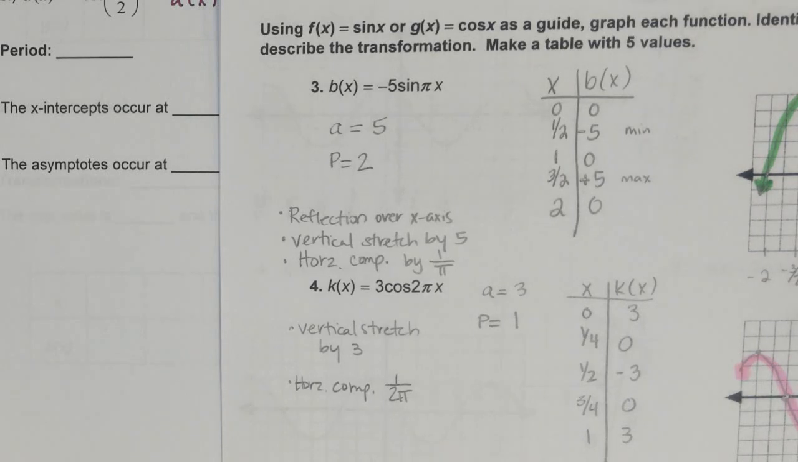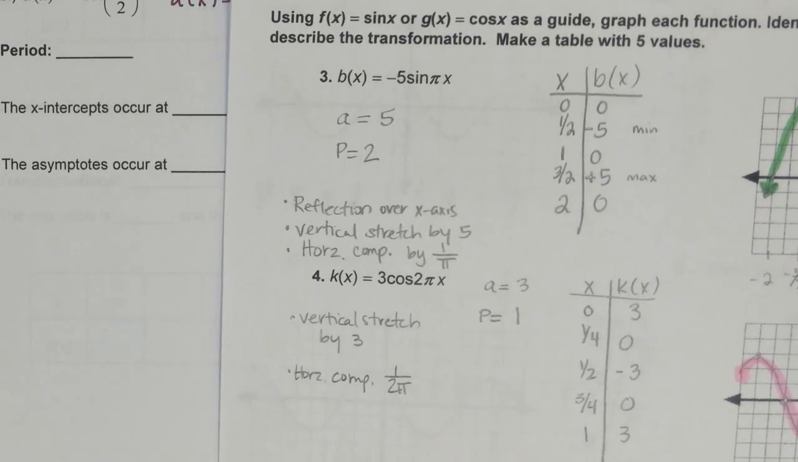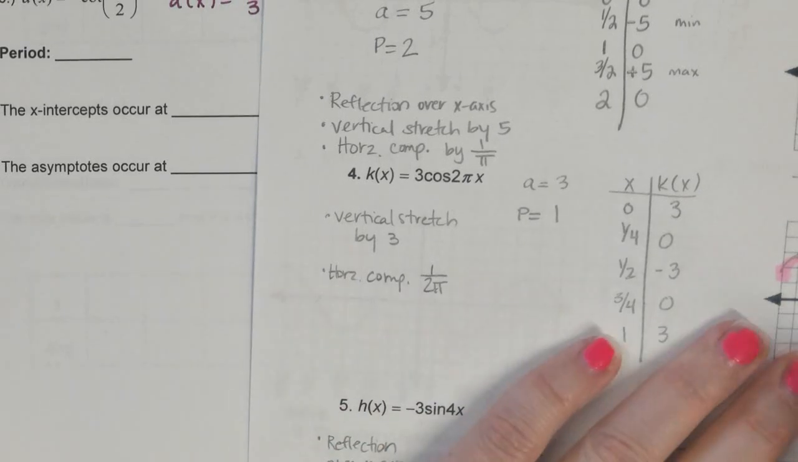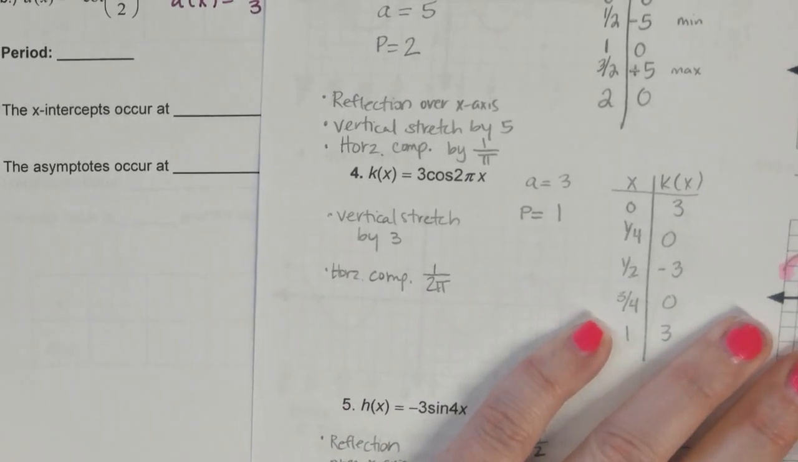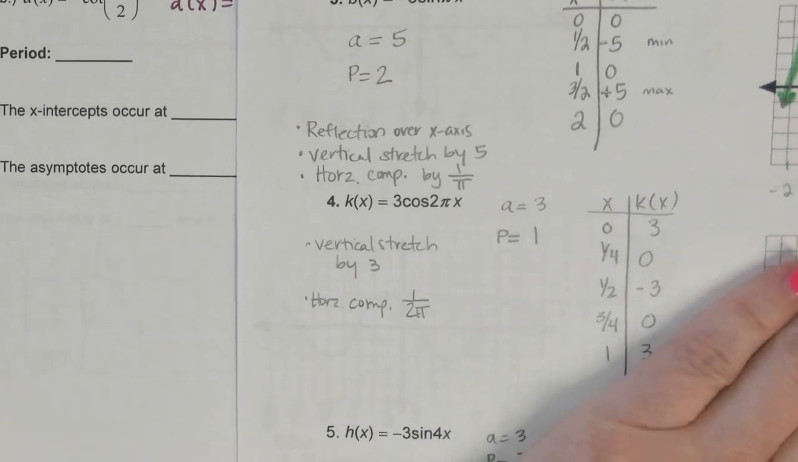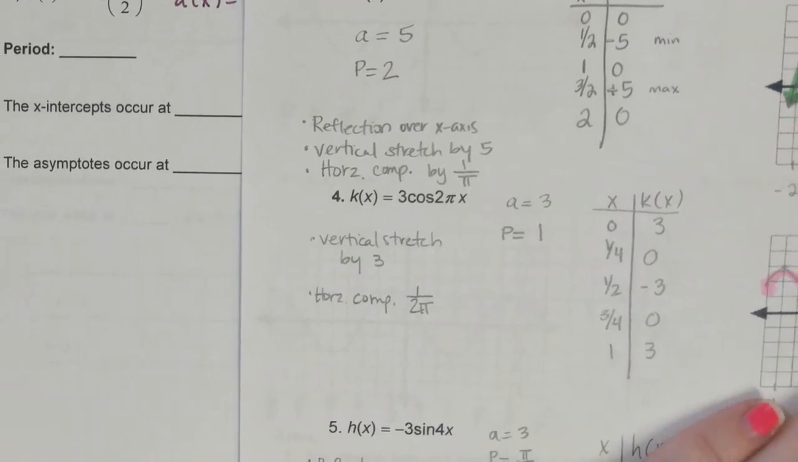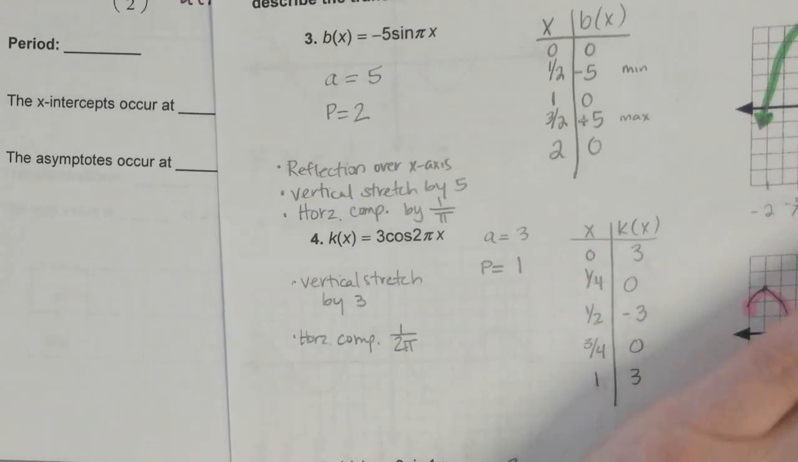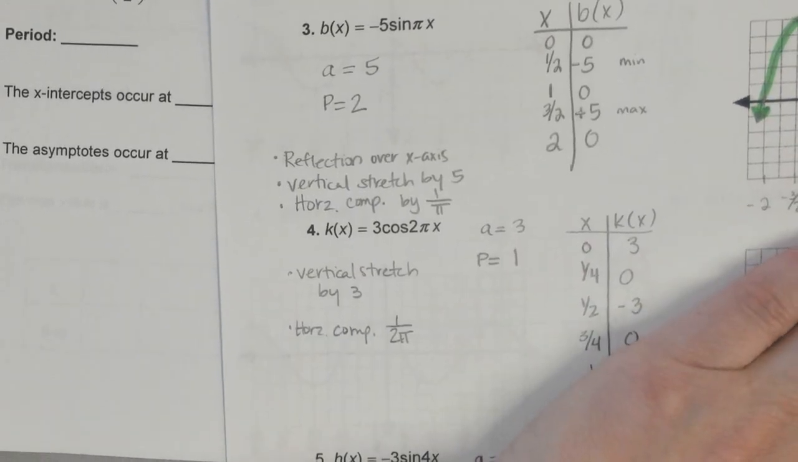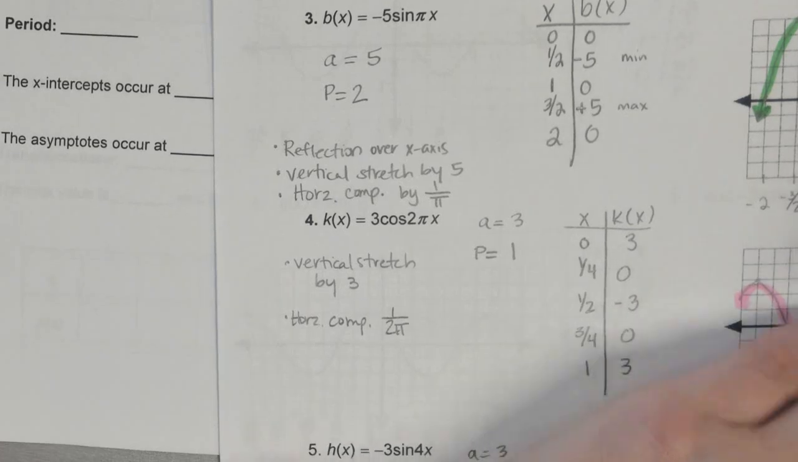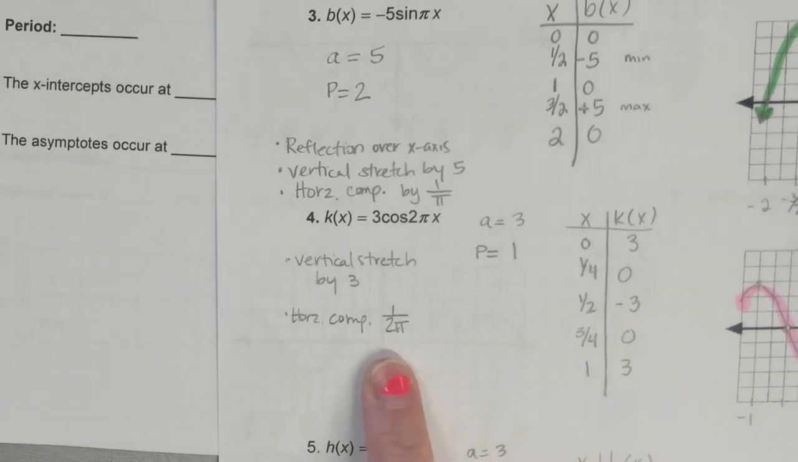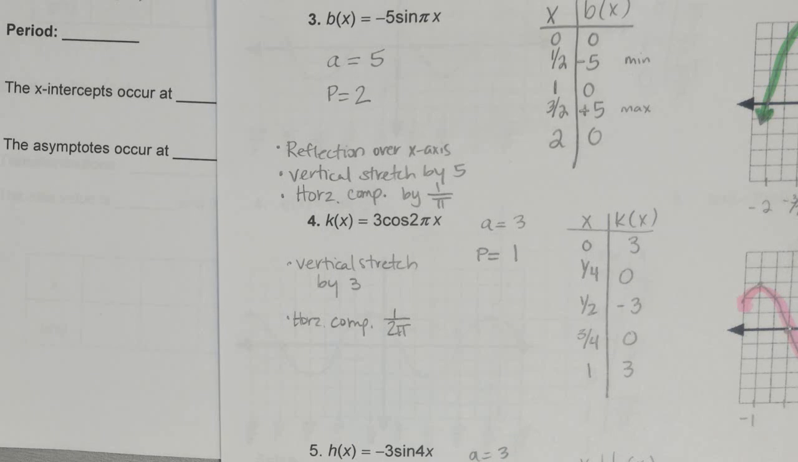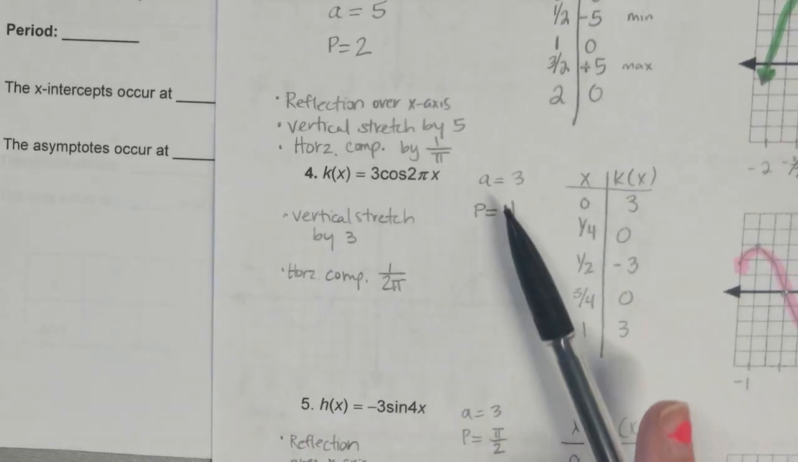Alright, and then for B, let's look at that one. Okay, so for B, you have a vertical stretch by 3, the horizontal compression by 1/2pi. How did you guys do with the flipping when there was pi with it? You put it on the bottom, so you just flipped it, do the reciprocal. And then your amplitude is 3.